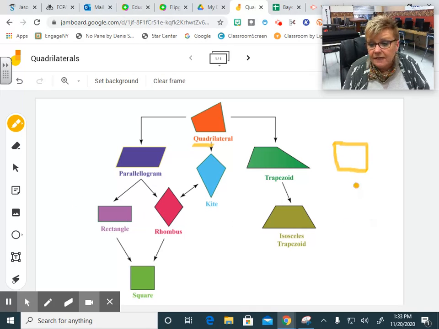Is it a rhombus? Yes, all four sides are equal. And is it a square? Yes, all four sides are equal, and it has four right angles. So it fits in lots of categories. So look at the kind of quadrilateral you're talking about and look for its characteristics and see which category or multiple categories it could fit in. The most exact name for this is a square, but it's also all these other things.